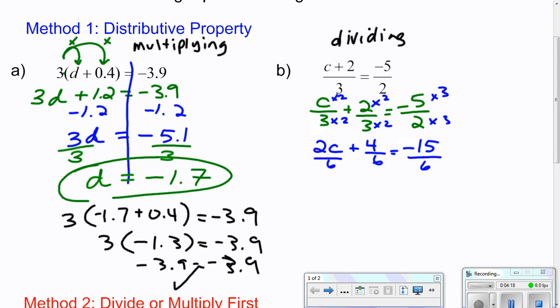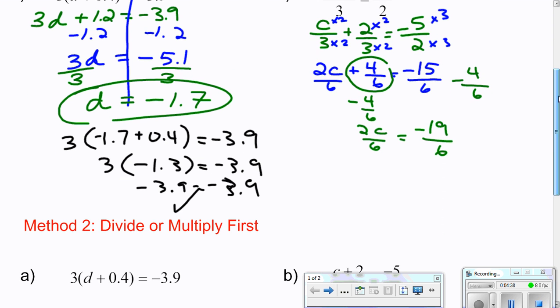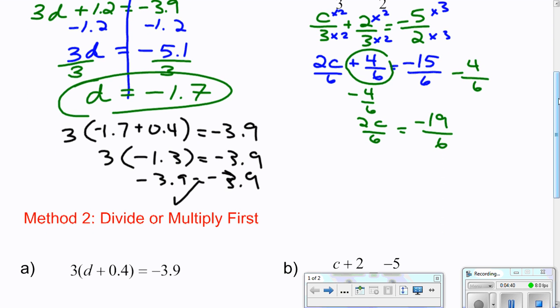Okay? I'm going to get rid of this by subtracting. So 2c over 6 is equal to negative 19 over 6. Remember, you went to that work to make the common denominator, so you're going to keep them. And then I actually didn't need to make, I guess, the 2c over 6, but that's fine.